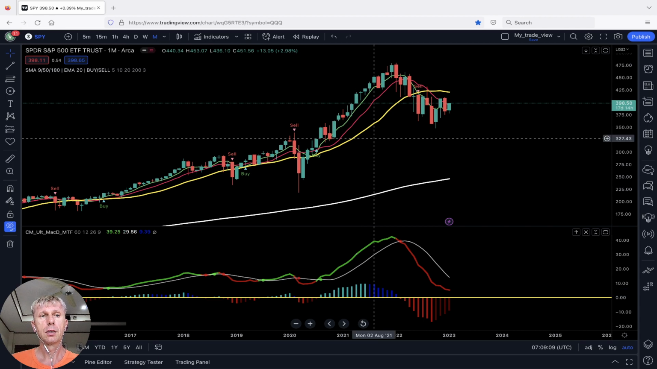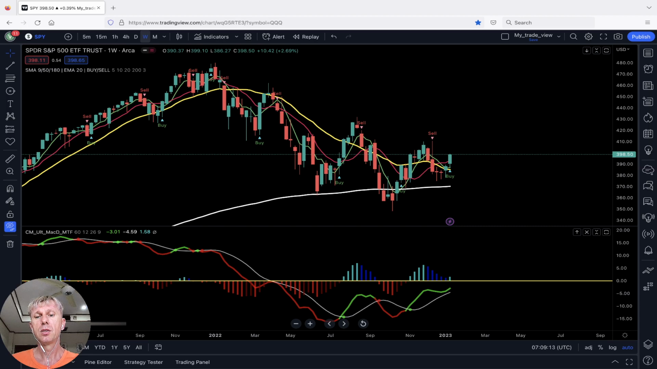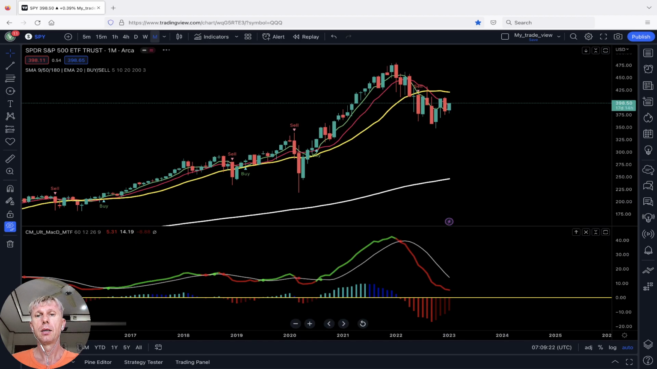Okay, let's move to weekly. Weekly SPY is bullish. Monthly is bearish, weekly is bullish. Let's go back to monthly again. It's still a sell signal, no changes.